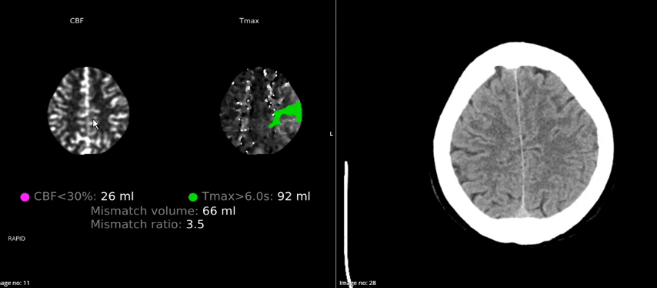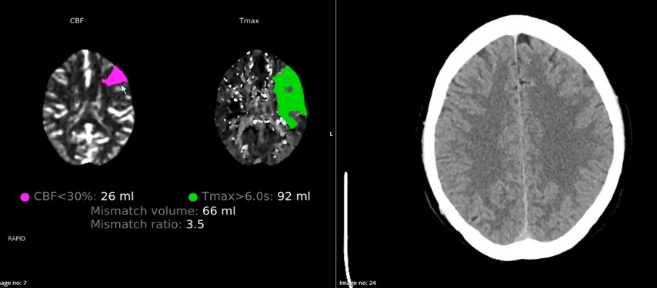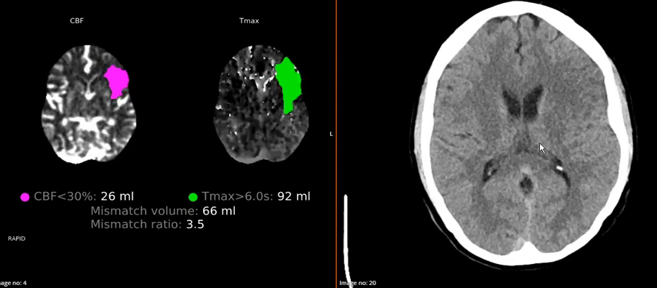Cerebral blood flow is on this one. So there are some changes in blood flow and time to peak. Now this is the left side of the brain. As we come down, you'll see ongoing changes.